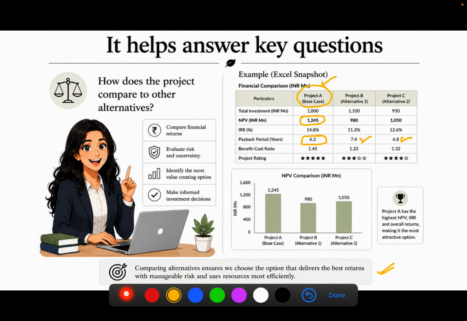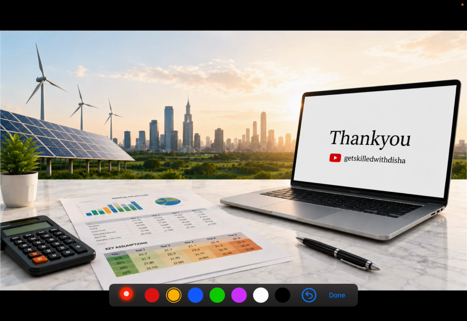So let's go back to our original problem. We started with three solar projects and one simple question: which project should we invest in? Financial modeling helps us break that big question into smaller questions. First, is the project financially viable? Second, what cash flows and returns can we expect? Third, what happens if our assumptions change? And finally, how does this project compare with our alternatives? That's the basic idea behind financial modeling.